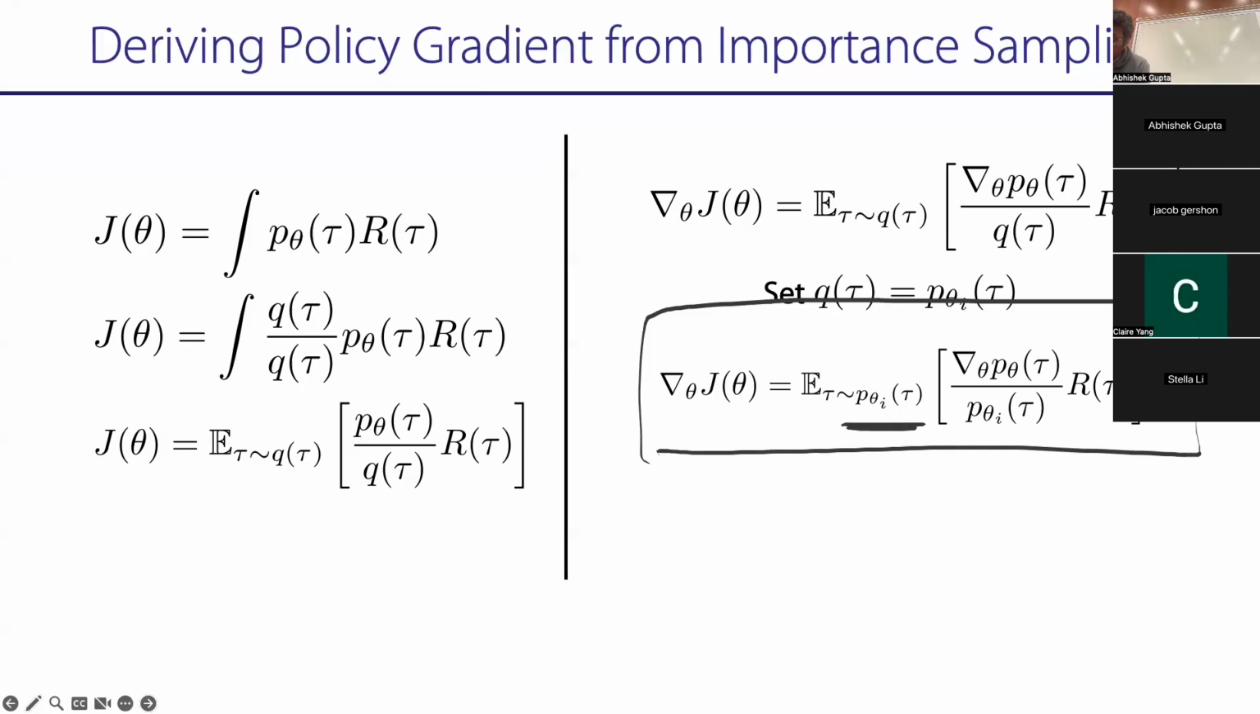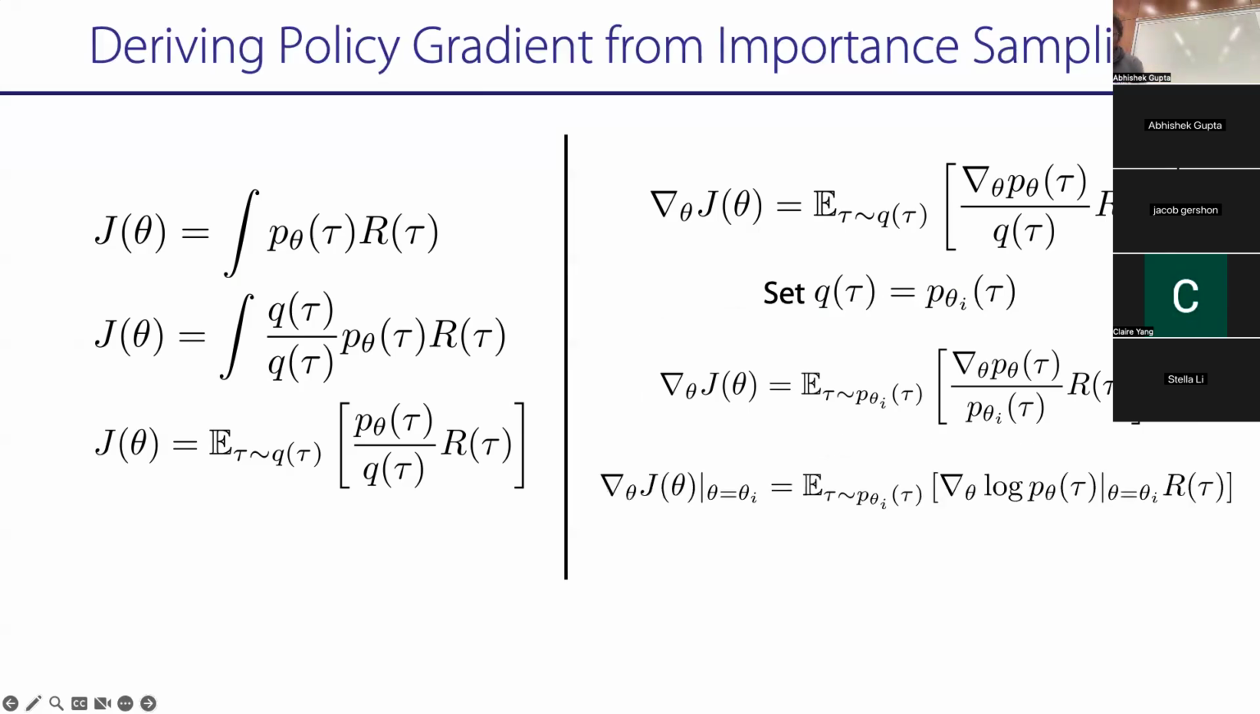And now the nice thing here is that you can use the chain rule on it again, and it's basically equal to grad log p. If I evaluate this gradient at theta equal to theta I, then this becomes grad log p. And then we get back the same thing as policy gradient.